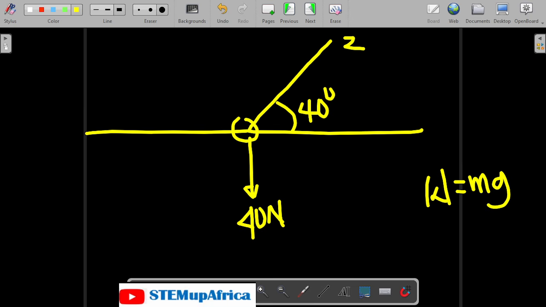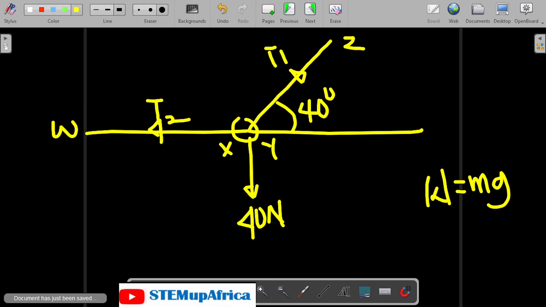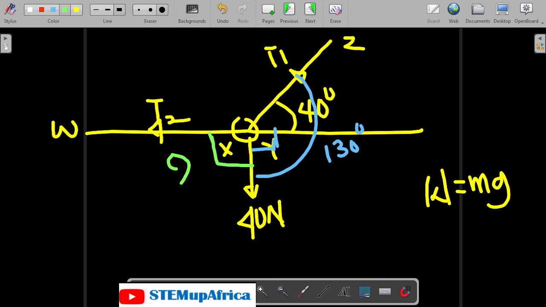So here is point X, here is point Y, here is W. Let's call the tension here T2, let's call the tension here T1. You can solve this question now using Lami's theorem, resolution of forces, or triangle of forces. I prefer using Lami's theorem. This angle is 90 degrees. What is now the angle between these two forces? It will give us 130 degrees, while the angle here is a right angle, simply 90 degrees.